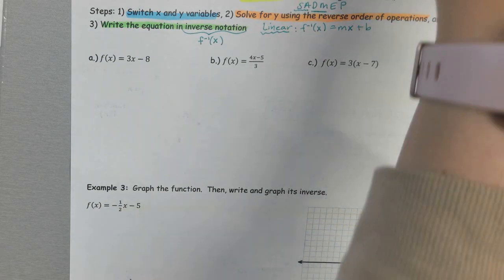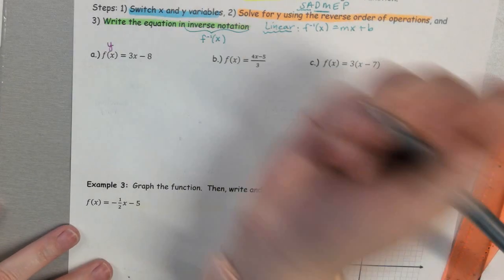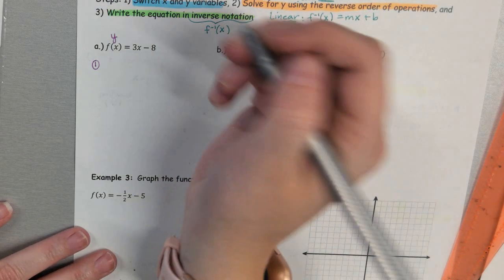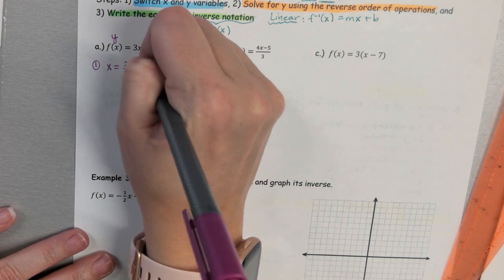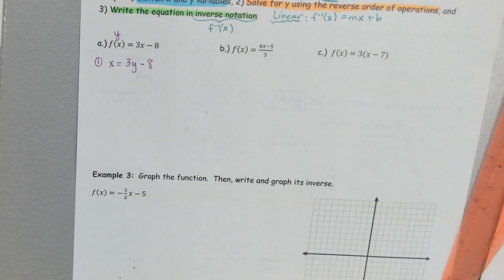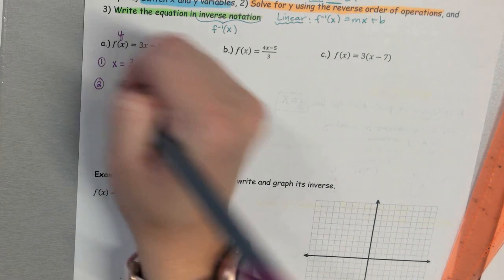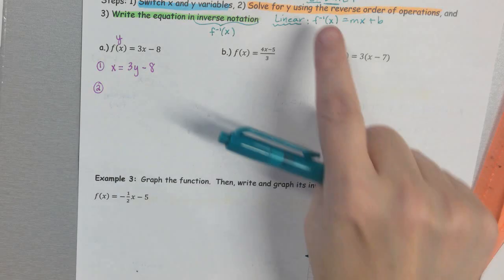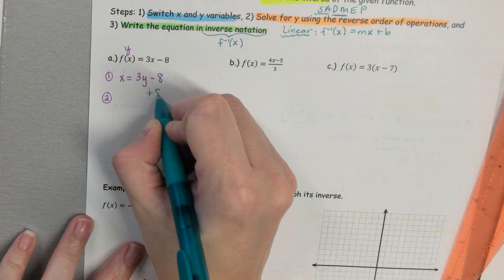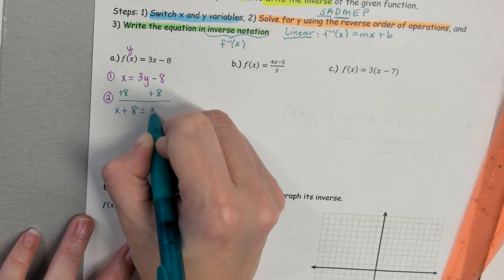All right, so the first step is to switch the x and the y variables. Because these are functions, your f of x is going to be your y. So when you switch, it's going to be x equals 3y minus 8. And then your second step is solving for y. So if I want to get y by itself, what do I do to both sides? Add 8. See? SAD method. Try to add or subtract. So x plus 8 equals 3y.